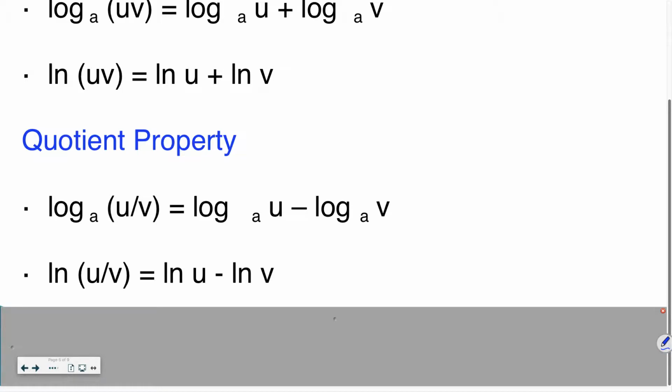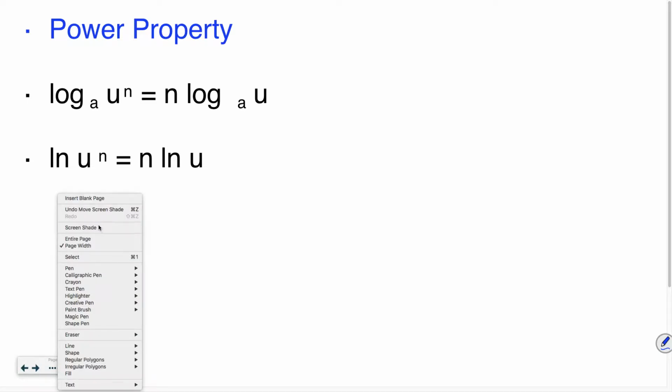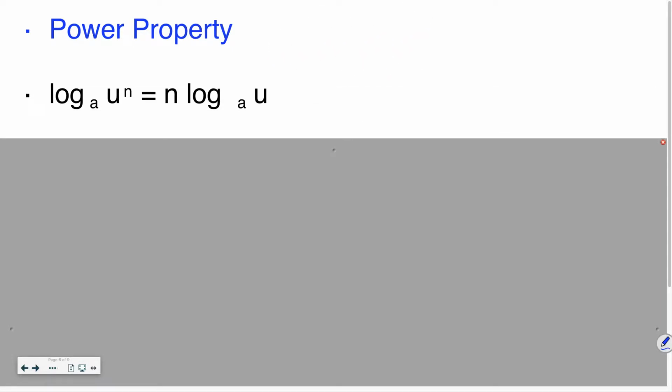Okay. Our last property deals with powers. Okay. When we, don't start writing down yet. When we take a power to a power, what do we do with those? We multiply. So if we have a power inside of our logarithm, we can take that power and we can multiply it out in front. Okay, that power inside of our logarithm can multiply out in front.